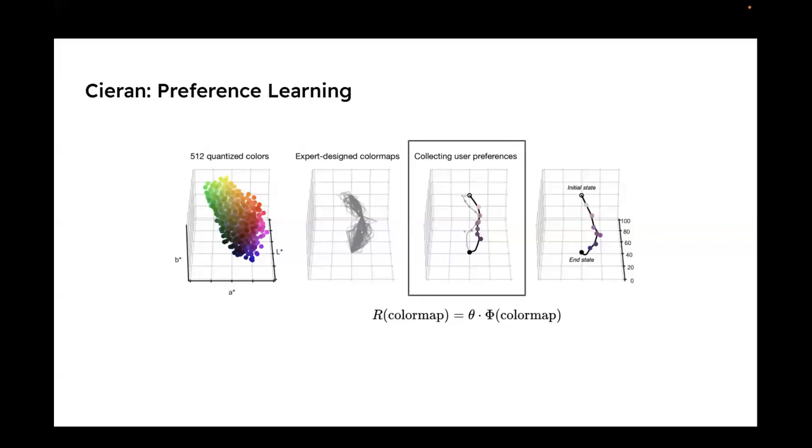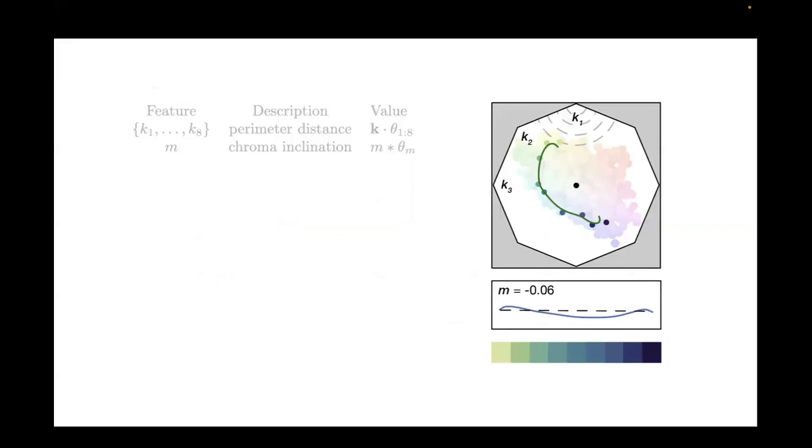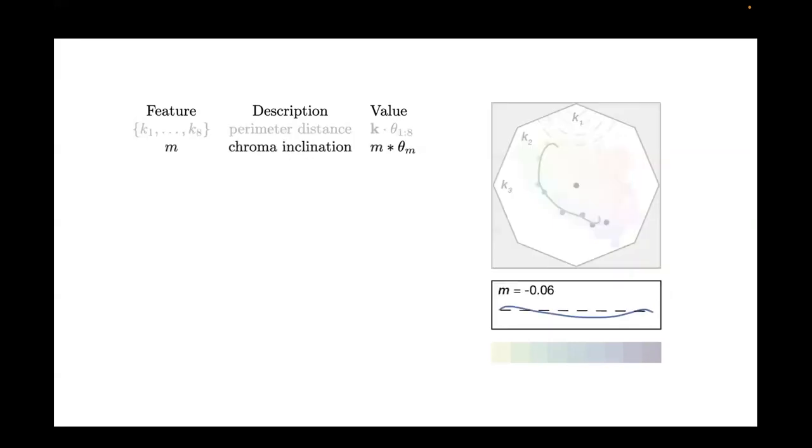Ultimately, what our tool learns is a model of a color map's utility defined in terms of the color map's features. A color map is defined by 9 features according to Cieran. Our tool might see the Viridis color map as something like this. So each parameter distance is the distance from the color map to each corner of the color space, indicating preference towards certain color hues. And the chroma inclination value M indicates how much the color map will vary in saturation as it traverses the above trajectory.